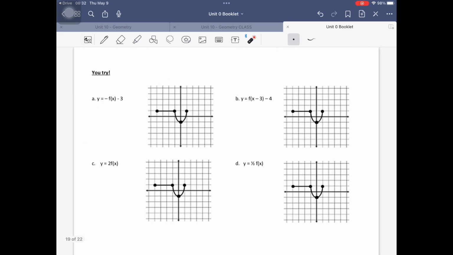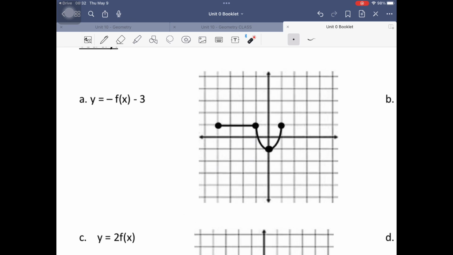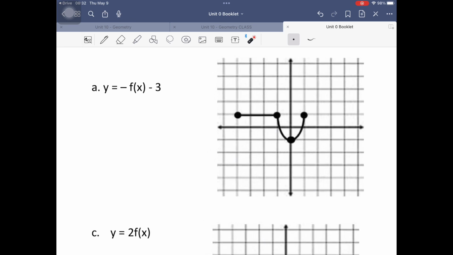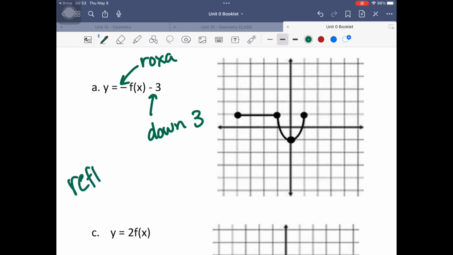All right, let's go on to the next section right here. So again, some of these we are going to have to use a transformation table, but some of us do not. Okay. So this one right here. Okay, so we have a reflection. And then we have down 3. Okay, so I'm going to reflect it first. So if I reflect it, it's right there. Okay, you always reflect first. Okay, so I'm going to reflect it, and then I'm going to go down 3.